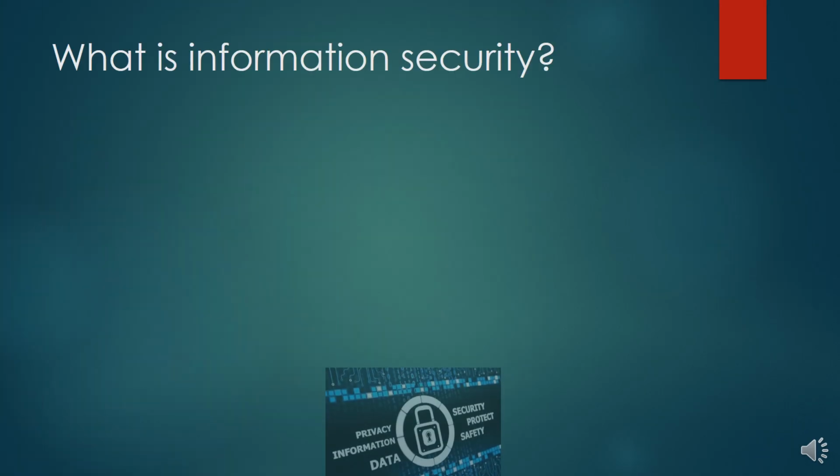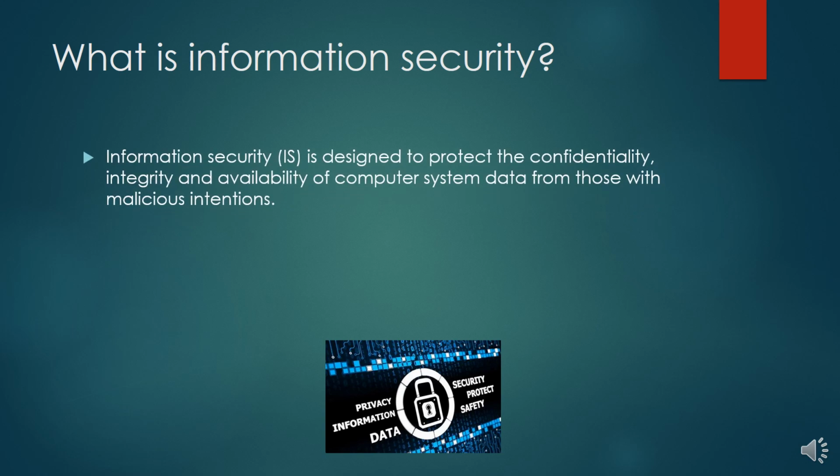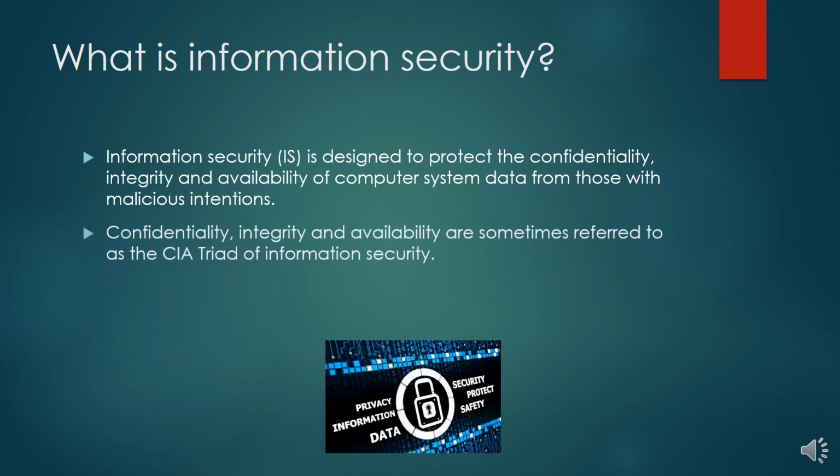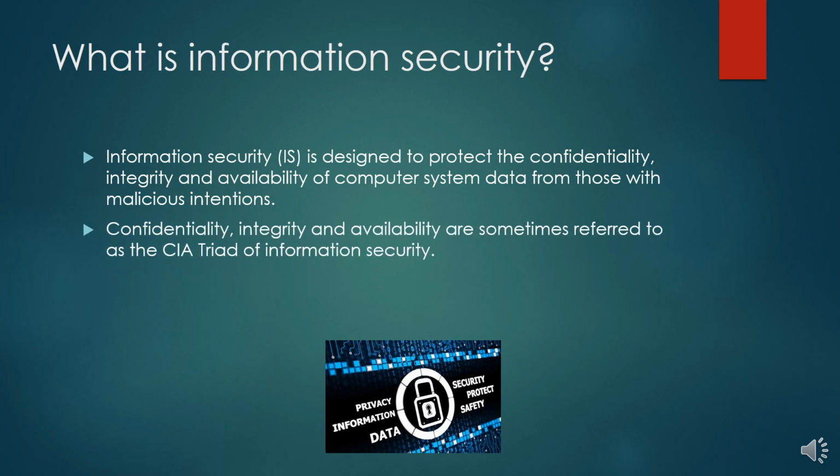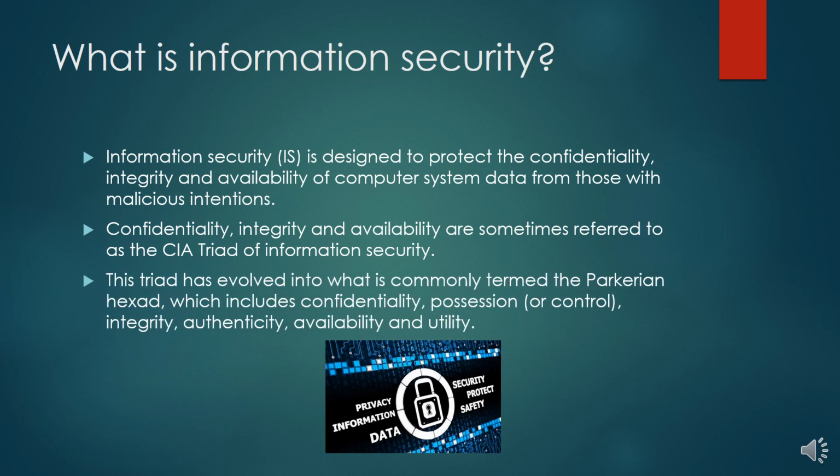What is information security? Information security is designed to protect the confidentiality, integrity, and availability of computer system data from those with malicious intentions. Confidentiality, integrity, and availability are sometimes referred to as the CIA triad of information security. This triad has evolved into what is commonly termed the Parkerian hexad, which includes confidentiality, possession or control, integrity, authenticity, availability, and utility.